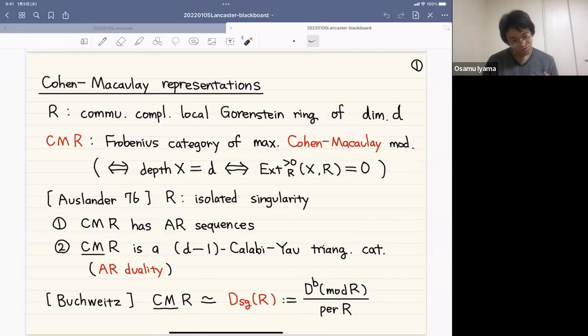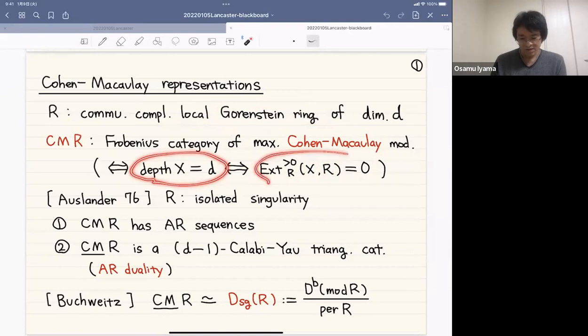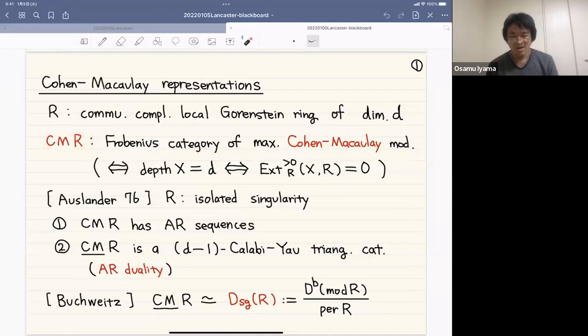And in the non-commutative setting, there are also many studies about non-commutative Gorenstein rings, often called Iwanaga-Gorenstein rings. For Iwanaga-Gorenstein rings, Cohen-Macaulay modules are usually introduced by this condition: there is no positive extension from X to the ring R. And in this commutative setting, these two conditions are equivalent. This category forms a Frobenius category, and there are many studies on it.